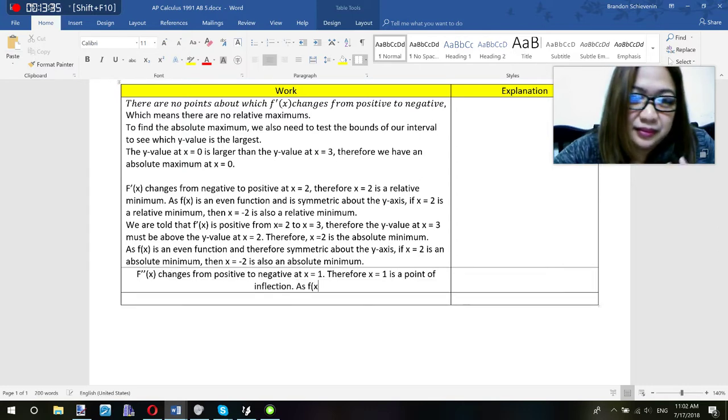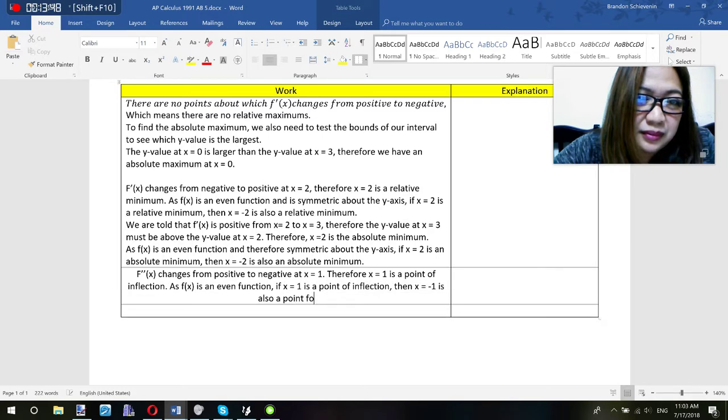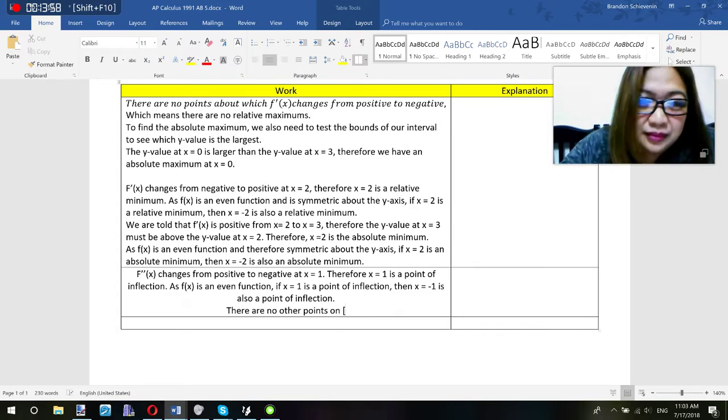Since f of x is an even function, if x equals 1 is a point of inflection, then x equals -1 is also a point of inflection. There are no other points on 0 to 3 where the concavity changes.